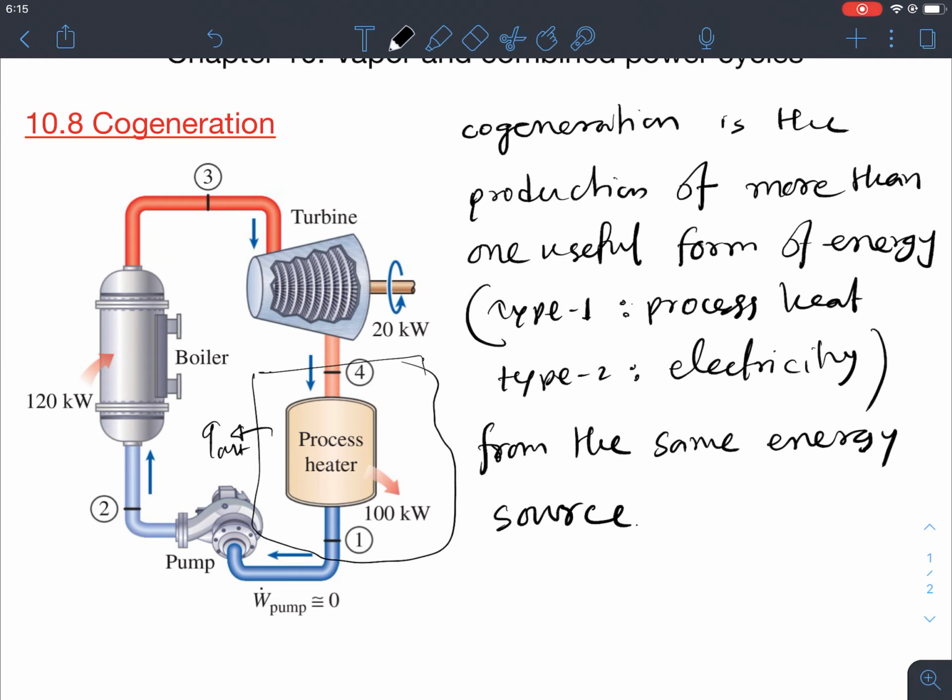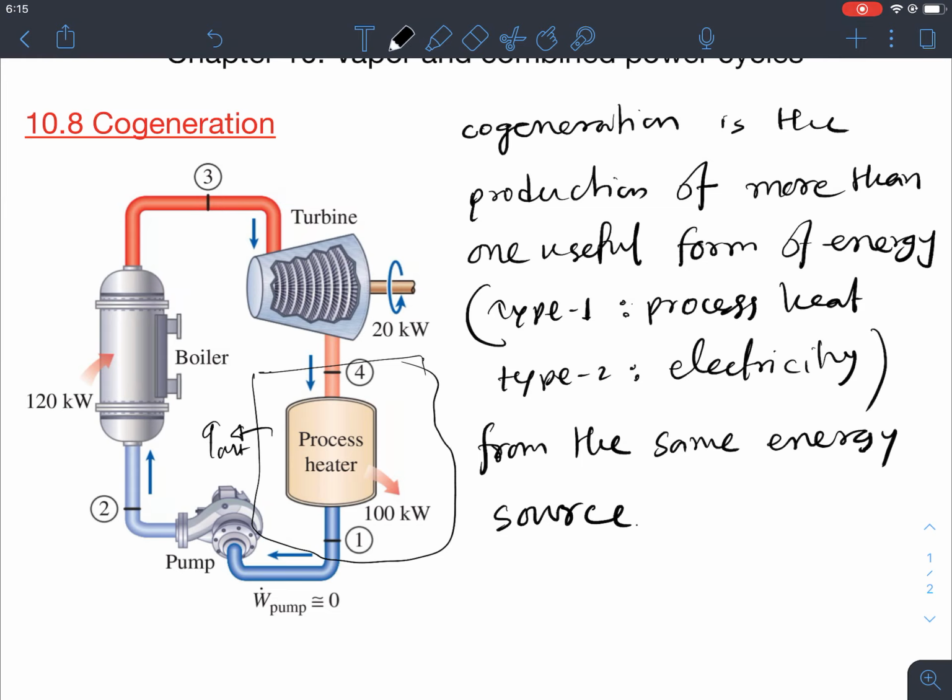However, if we can somehow utilize that heat to heat up the water, or for some sort of work, or to generate process heating, then we can increase the cycle efficiency, as well as reduce the overall operating cost of the cycle, right? So how can we do that?